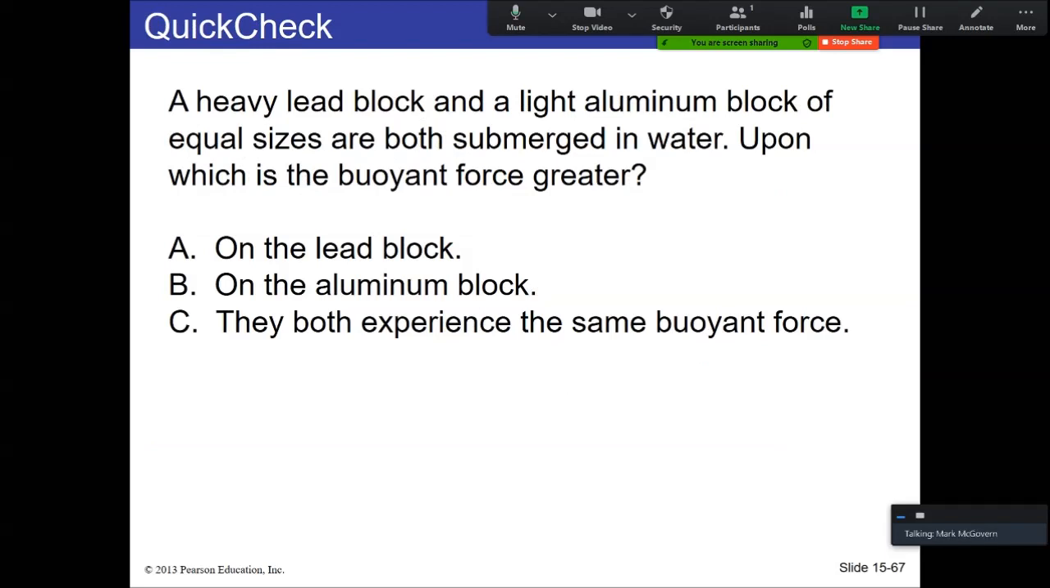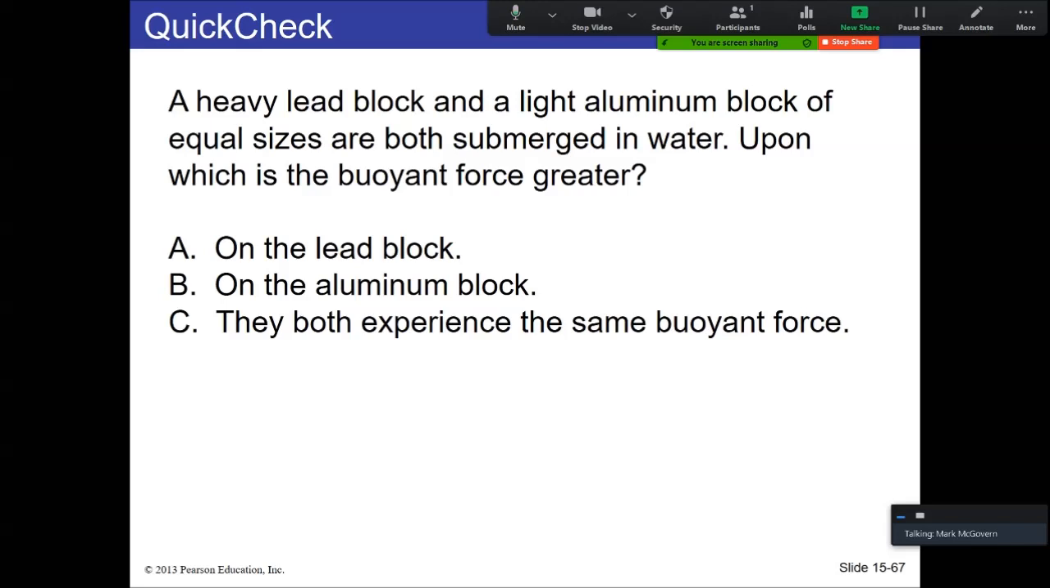All right, so consider this. A heavy lead block and a light aluminum block of equal sizes are both submerged in water. Now, when I say submerged, we'll just say that we forced them under the water. We're not going to consider the fact that maybe these things float. They're under the water. They would sink, but that's not important for this. So which one is going to have the greater buoyant force? Think about this for a moment.